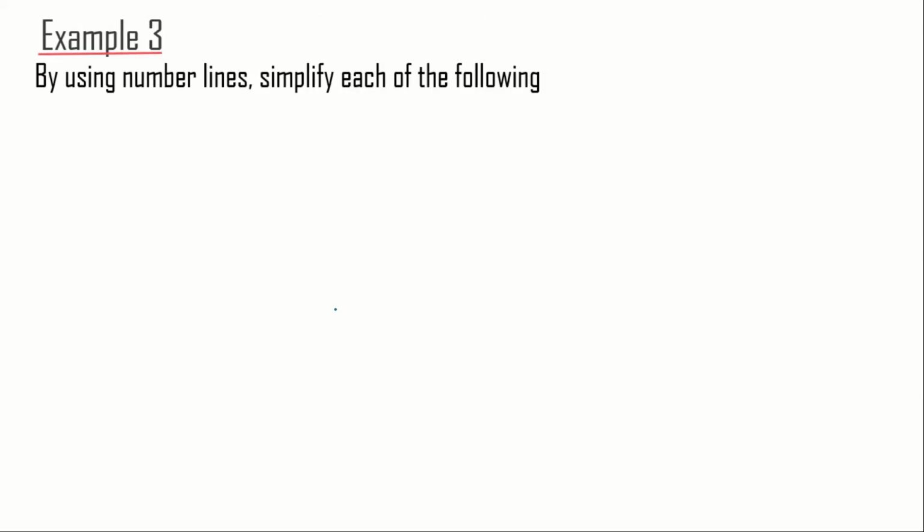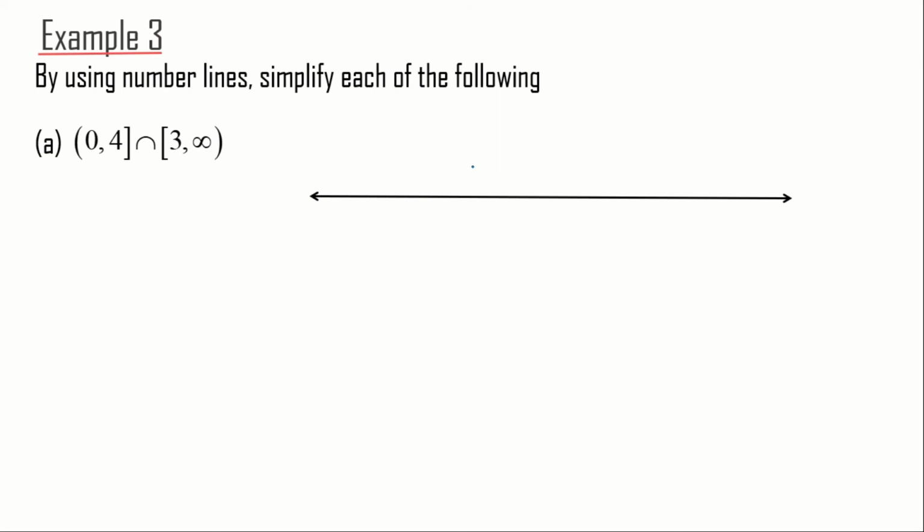Now let's look at example number 3. By using the number lines, simplify each of the following. So we have here from 0 to 4 intersect with 3 until infinity. Okay, so this is our number line.